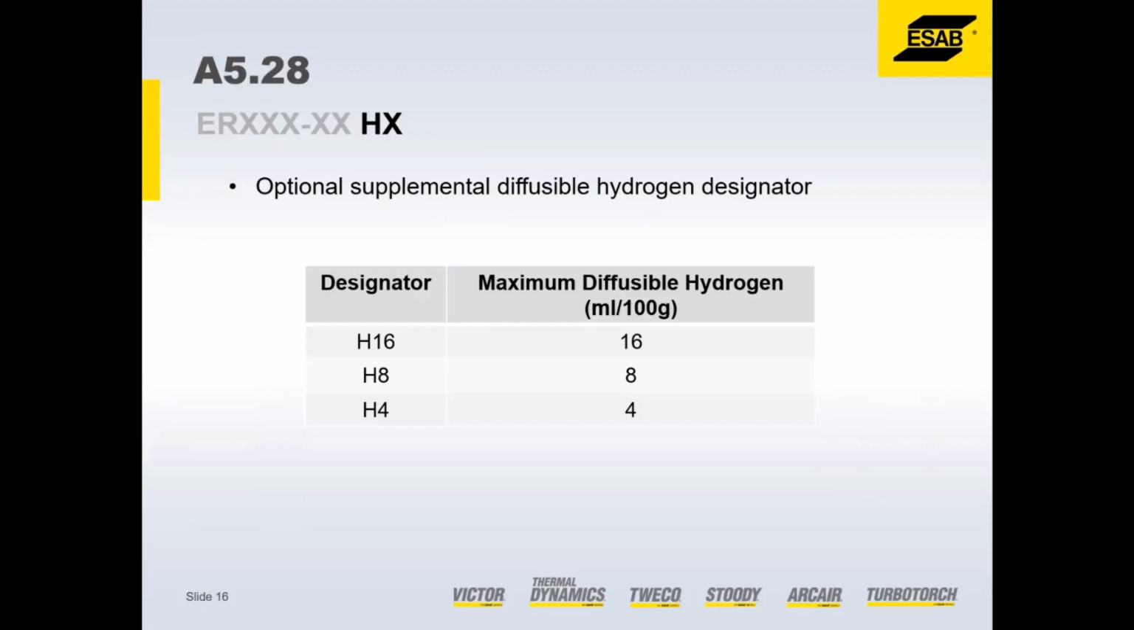And as I mentioned before, hydrogen, you could tell it's starting to get repetitive with these specifications. They're all the same. So if you see H4, it's 4 milliliters of hydrogen per 100 grams of weld metal. These solid wire and cord wire are not going to have the R designator, but it will have those hydrogen designators.